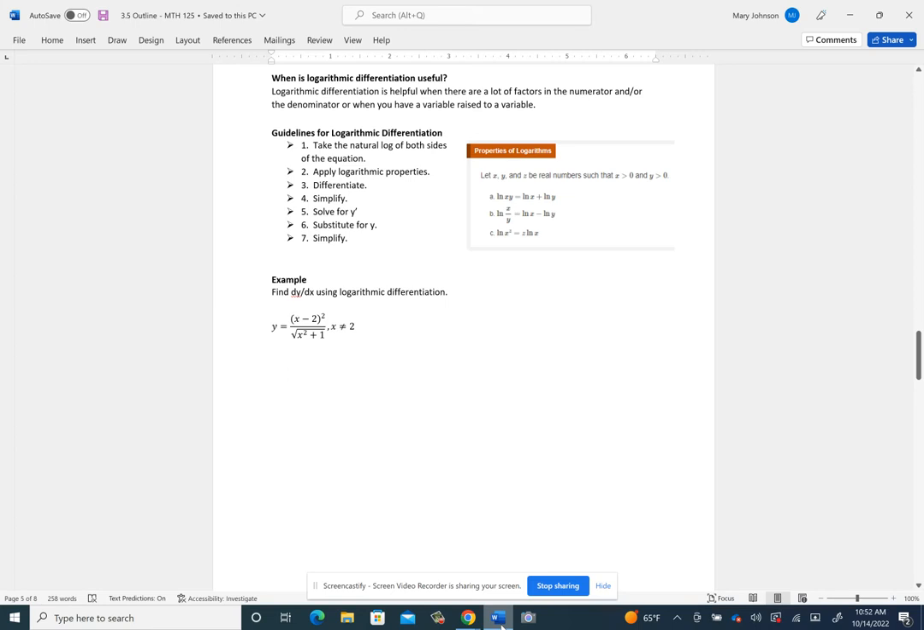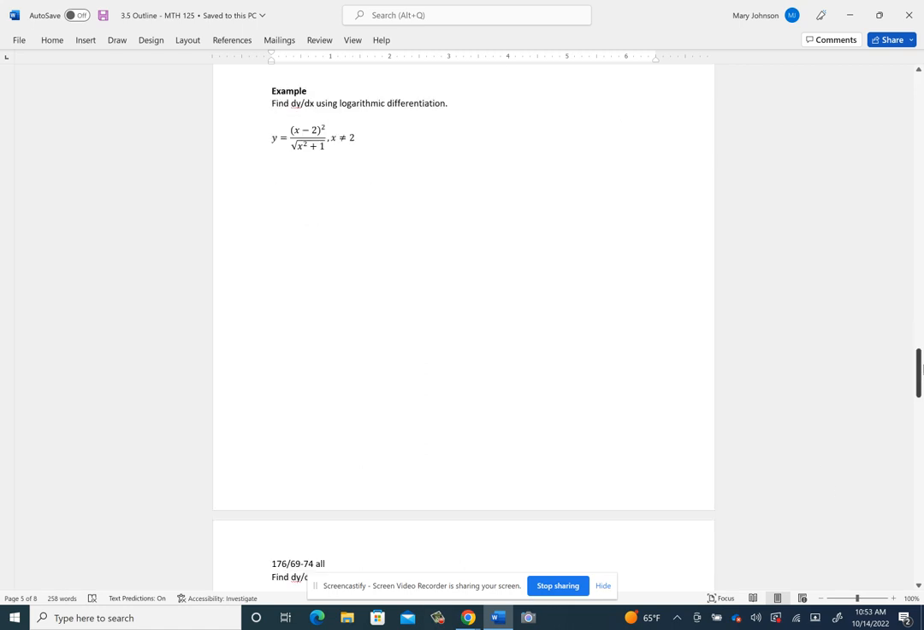Okay, I wanted to do some more logarithmic differentiation problems with you. So I'm looking at the handout for 3.5, and I thought I'd go ahead and just do all of the problems that were on there. Okay, so this one right here.